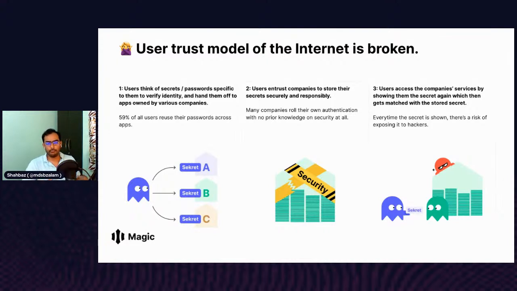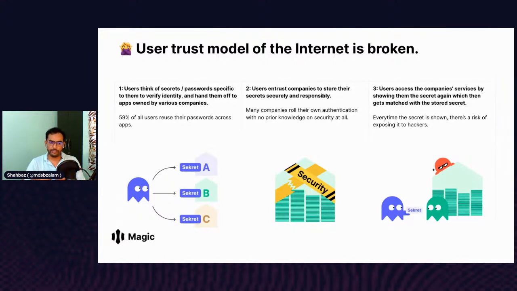Why do users do that? Users trust the companies to store their secrets securely and responsibly, but many companies don't have a proper auth team and security team to handle that. So users literally hand over the secret, similar to writing your secret on a piece of paper and giving it to the app owner or the company to store it.